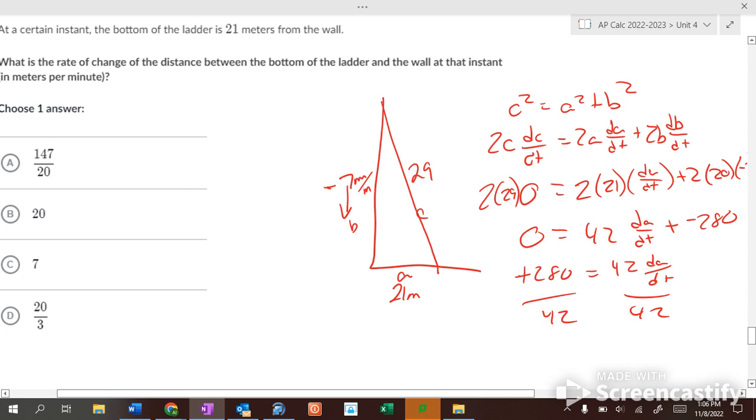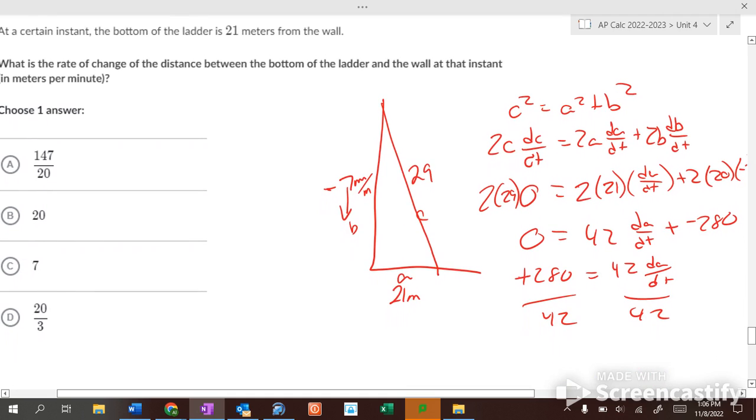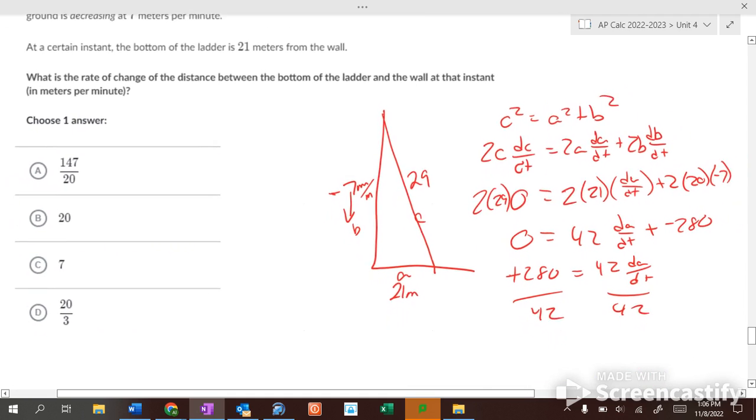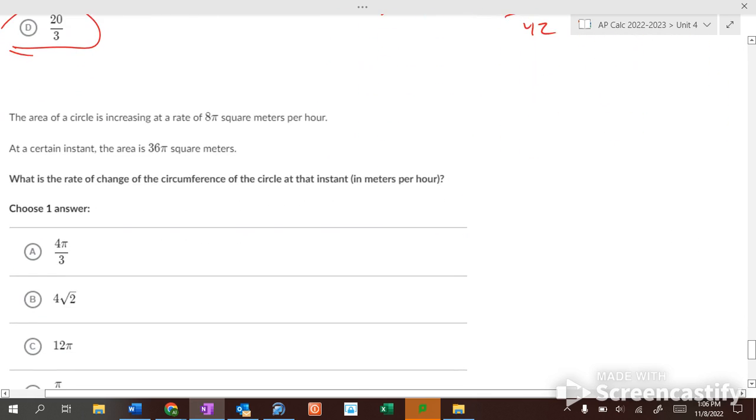I don't know. It's not A. It's not B. 7? Is it 7? I don't know, I guess. 280 over 42? I don't think so. So we did something wrong again, so I feel like we shouldn't have to do this time. Because it is 23rds? Okay, thank you. And no, we didn't do anything wrong.